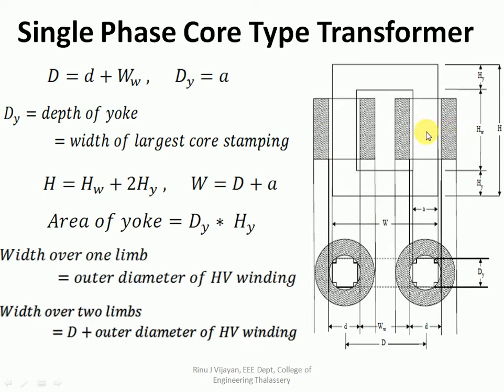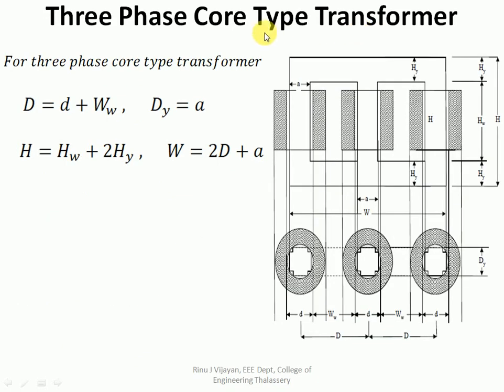Or else I can say that the distance between this point and this point is the sum of d and outer diameters of high voltage winding. That relation is mentioned here. Next we are going to see the dimensions associated with the three-phase core type transformer.